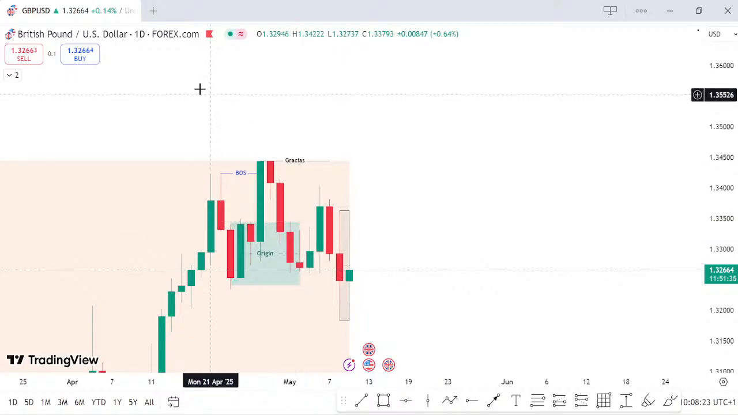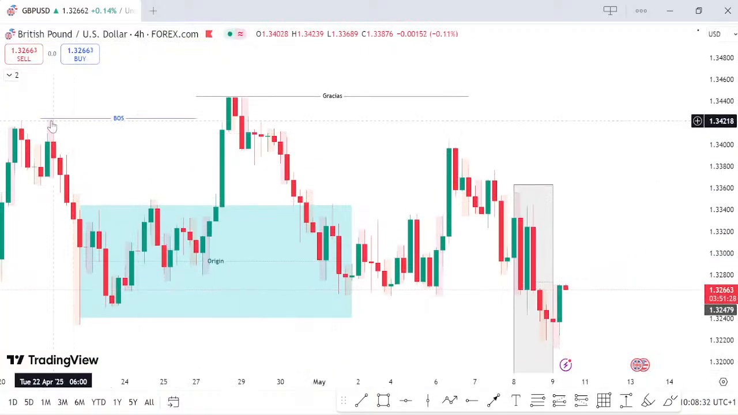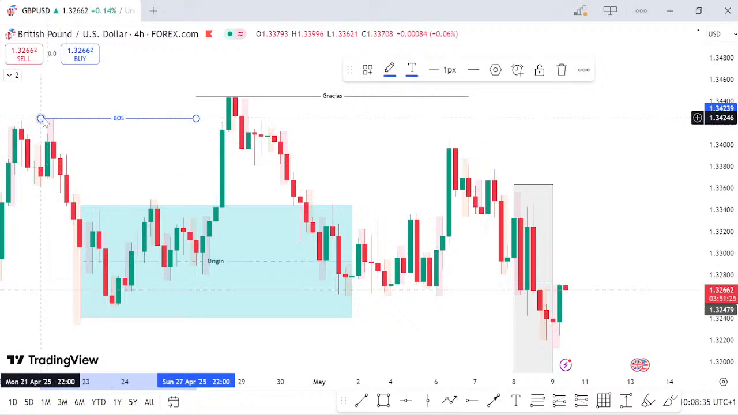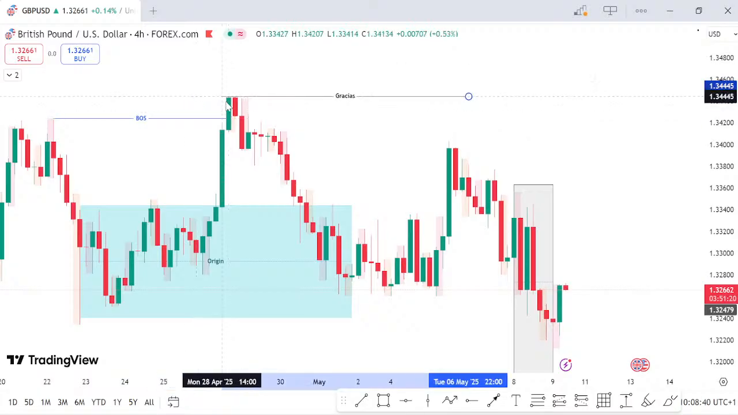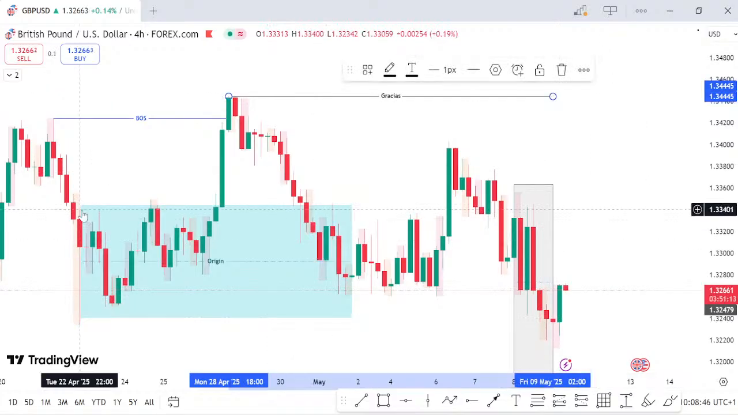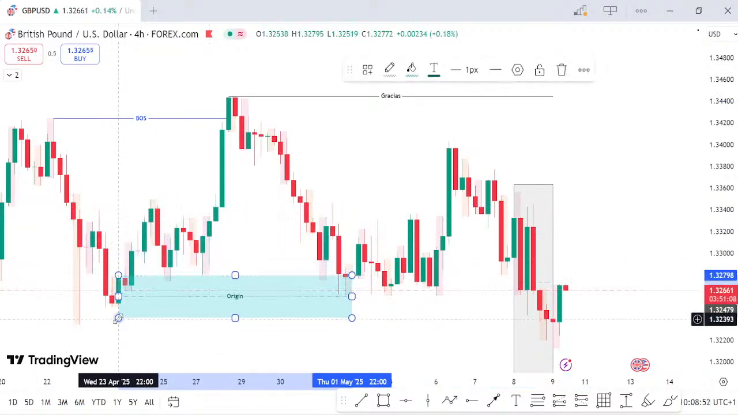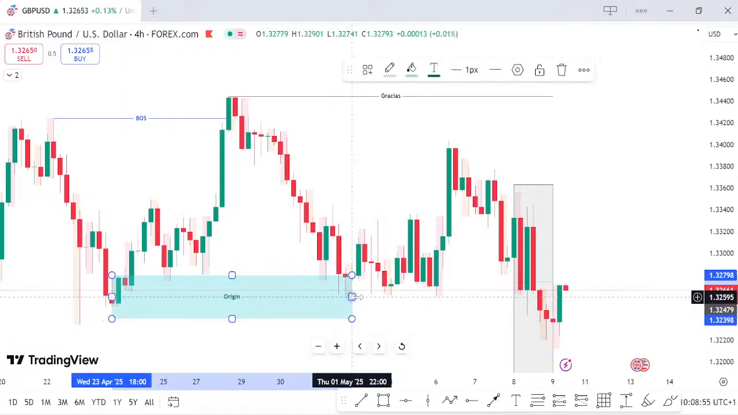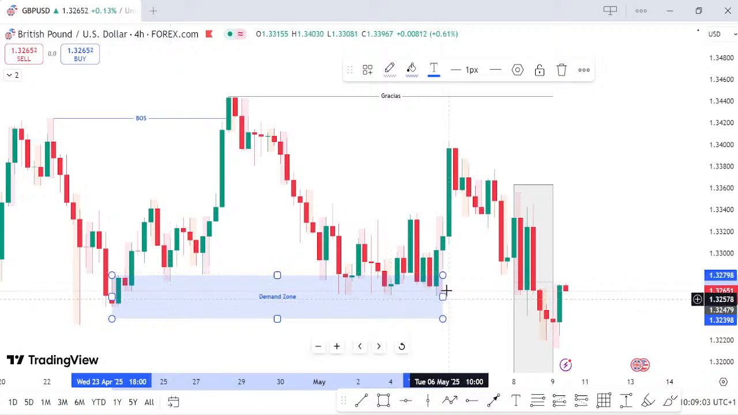So what do you do now? You move to the 4 hours time frame to get more details of what's happening in there. Look at it carefully. This is the 4 hours time frame. This is where you are expecting price to go to liquidate this high. On your 4 hours time frame, you can realign your origin. This place now becomes a demand zone because there are multiple entries here. So this is now your demand zone.